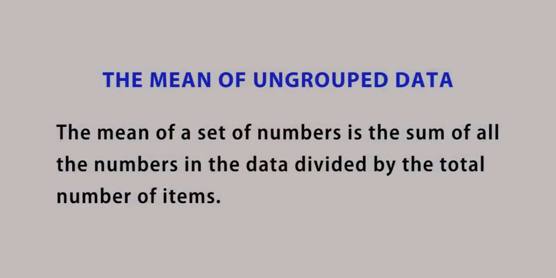We want to start by looking at the mean of an ungrouped data. Finding the mean of a set of numbers or values which are ungrouped is very simple. The mean of a set of numbers is the sum of all the numbers in the data divided by the total number of items.